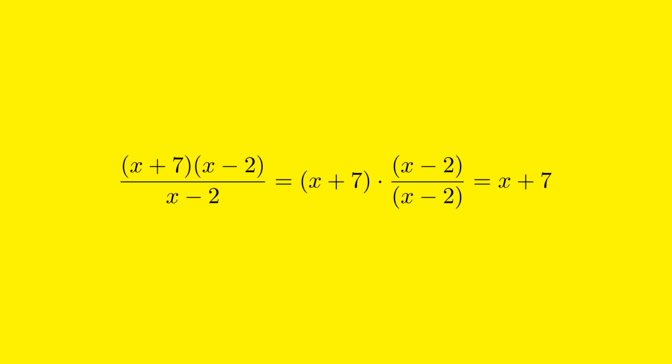Since there are no more factors to cancel out, our final answer is simply x plus 7. This completes our process of simplifying the rational expression to its lowest terms. The rational expression x squared plus 5x minus 14 divided by x minus 2 is reduced to the simplified form of x plus 7.